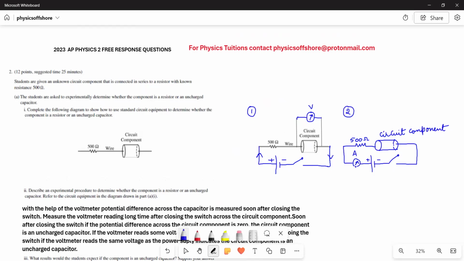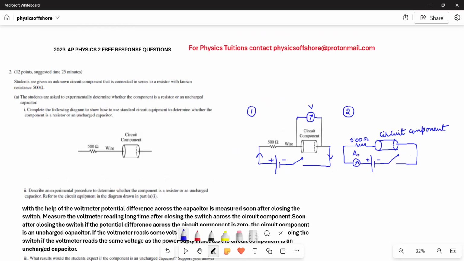Now, when you connect the ammeter in series with the circuit element, soon after closing the switch, you measure the current flowing in the circuit. And then after a long time after closing the switch, again take the ammeter reading. This is the second method.